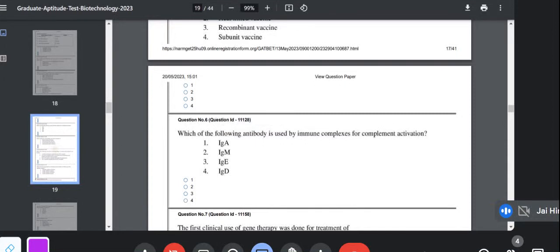So we are going to study some new questions based on our immunology. We will solve the questions which we covered till now. We covered the antibodies till now.